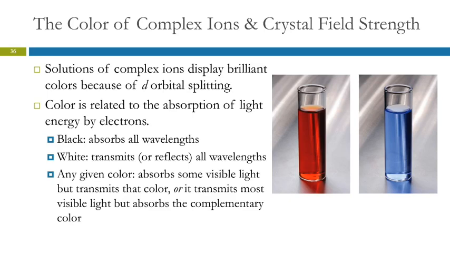So color, if you remember, is related to absorption of light energy by electrons in molecules. If you have something that appears black, like the inside of my iPad case appears black, it's because it's absorbing all the wavelengths and not really reflecting anything. If you have something that appears white, like my Apple Pencil, it's transmitting or reflecting all of the wavelengths. And if you have something that's a color, it's absorbing some of the visible light and transmitting other parts of the visible light.